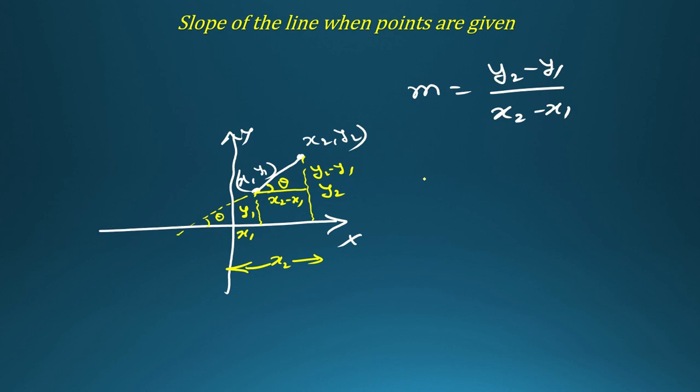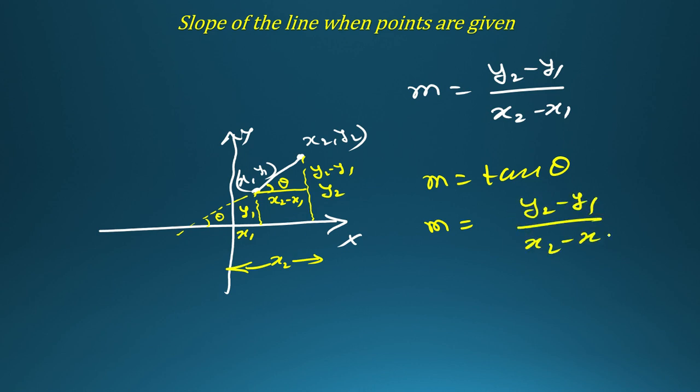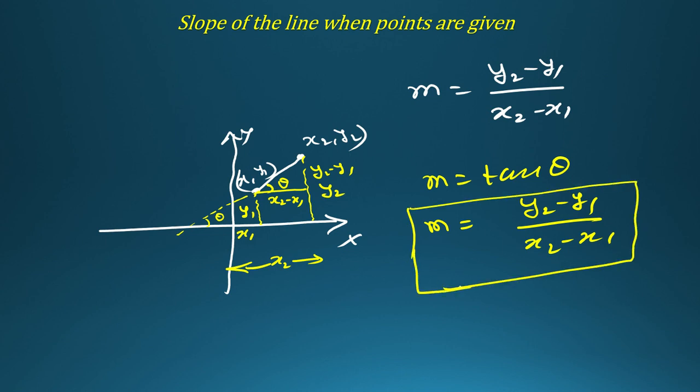So m is equal to tan theta. And what is tan theta in terms of sides? It is the ratio of height and base. So it will be y2 minus y1 over x2 minus x1. See how easily you can derive the formula if there is any confusion in the exam. Okay. So I'm sure this formula is very easy for you and you have understood this.